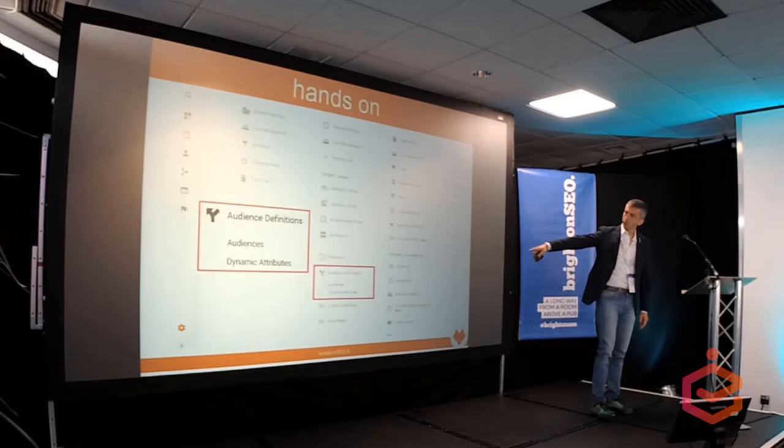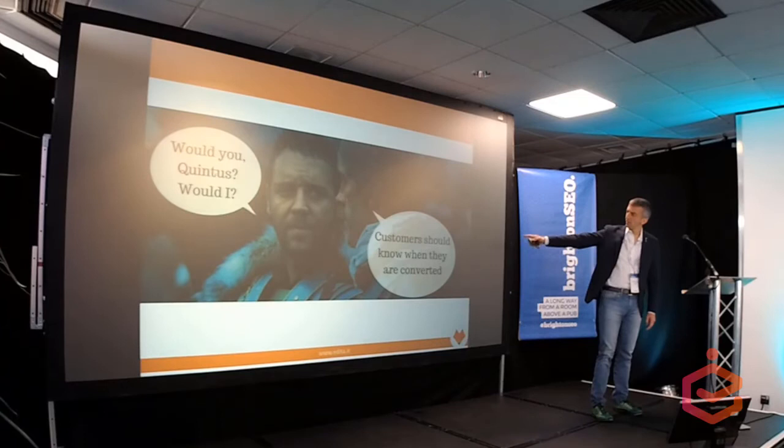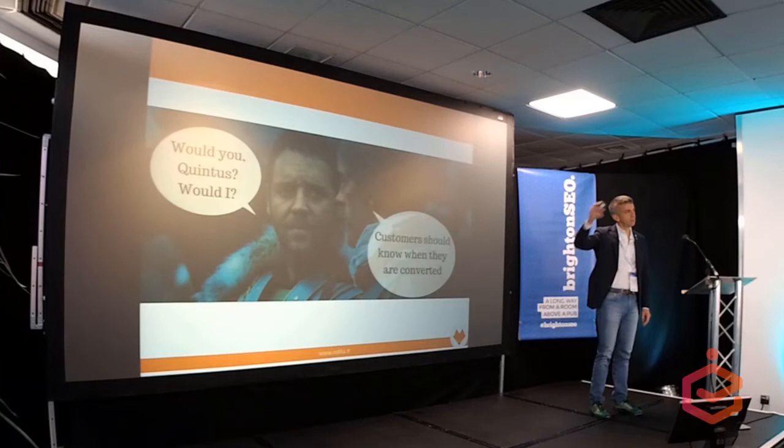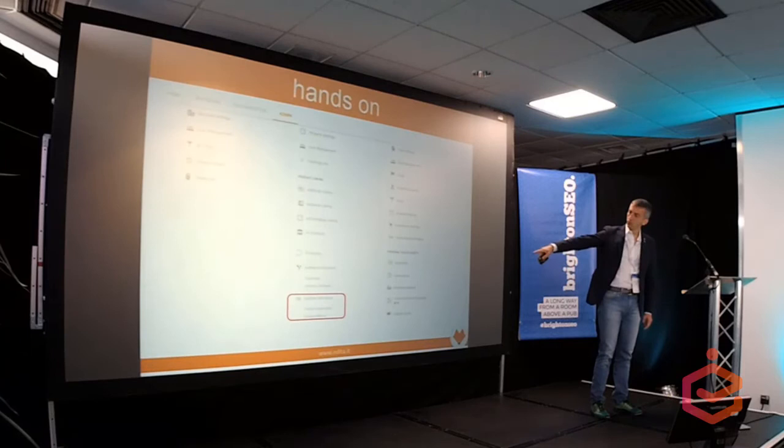We have the opportunity on Google Analytics to use the audience definition and use dynamic attributes. And in the Gladiator movie, Quintus, after seeing the German leader with the head of the ambassador, says customers should know when they are converted. And sometimes customers don't know how to convert and they have no opportunities to go over. So we also have the opportunity to build a custom definition on Google Analytics and to build a segment using this.